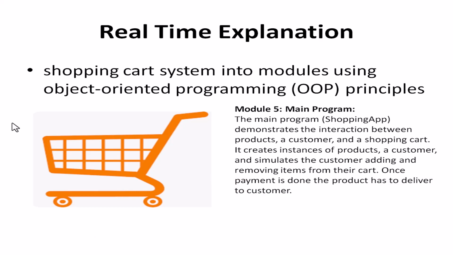Module 5 is the main program. The main program communicates with the entire application. For example, you can name the main program shopping app. It demonstrates the interaction between products, a customer, and the shopping cart. It creates instances of products and a customer, and simulates the customer adding and removing items from their cart. Once payment is done, the product has to be delivered to the customer. In this manner, you can reuse the existing code, and you can modify certain attributes and methods, so that you can reuse the entire code.